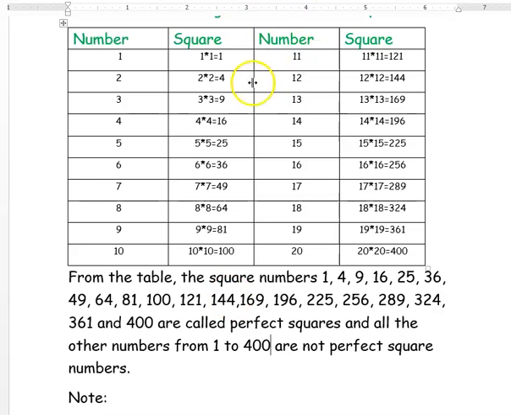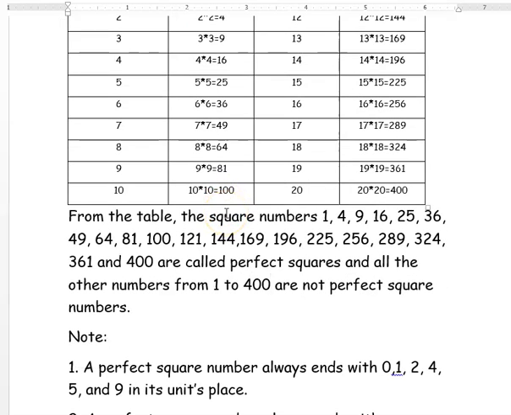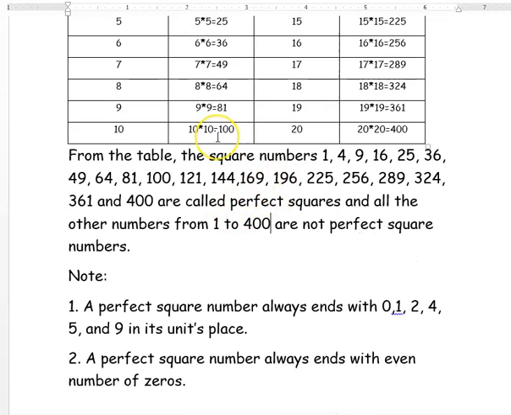If you look into the table, all the perfect square numbers end with 1, 4, 9, 6, 5 or 0. So 6 digits are there. Always, all the perfect square numbers end with these 6 digits: 0, 1, 4, 9, 6 and 5. This is the first point, that it will end with these digits in the units place. Next point: all the perfect square numbers will always end with an even number of zeros. These are the 2 points we have to note down to check whether the given number is a perfect square number or not.